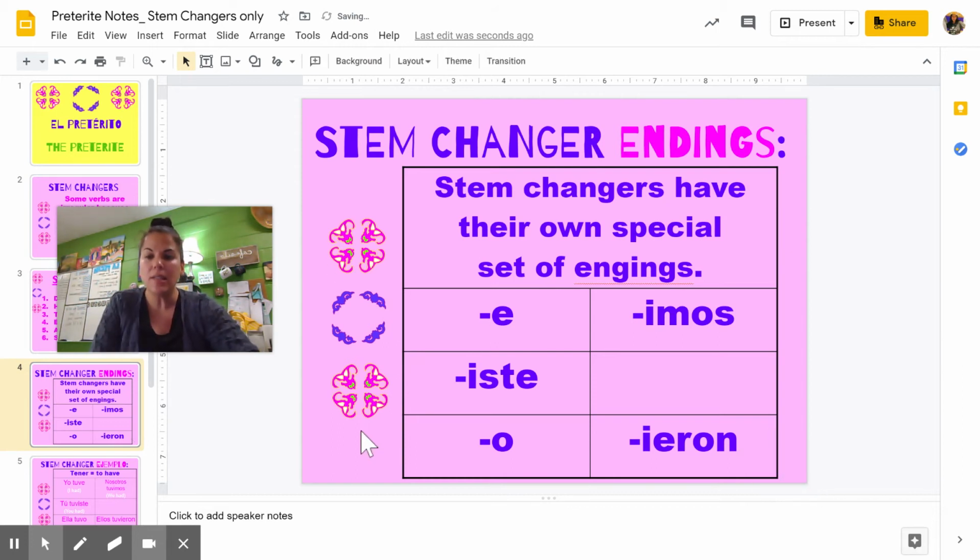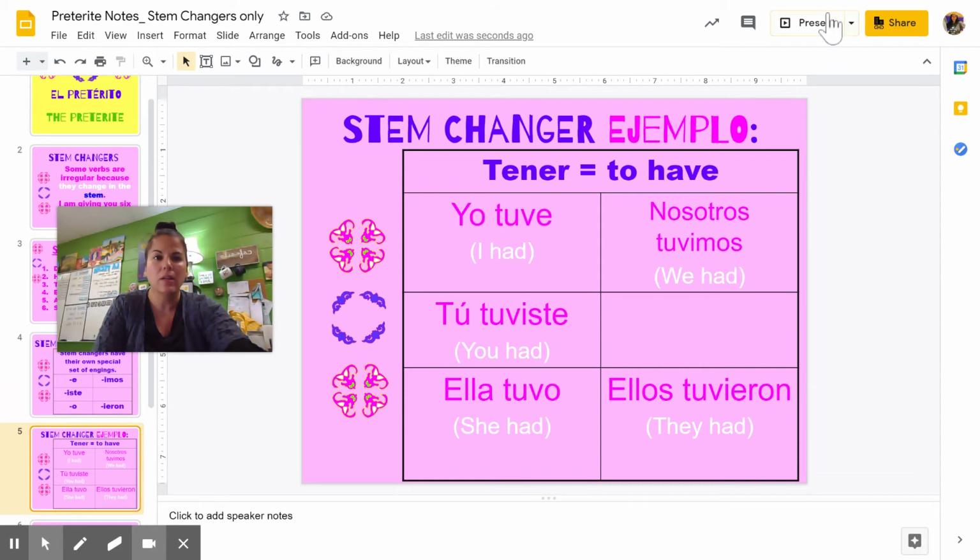All right, so I'm going to show you what it all looks like together. And so when you conjugate a stem changer, you have the stem part, tuv. This is an example of tener. And then you have the stem changer ending here, iste, o, imos, ieron. Okay, so get this going.